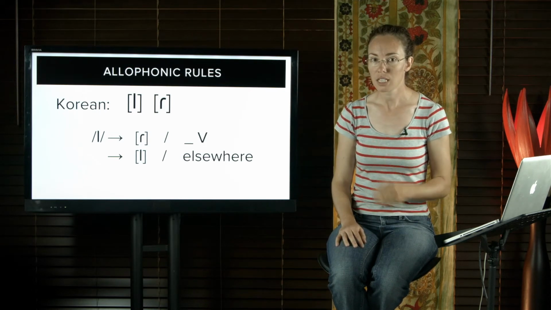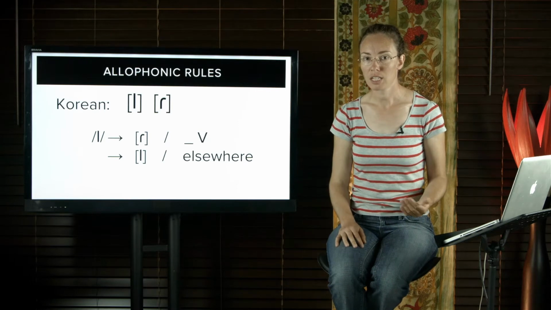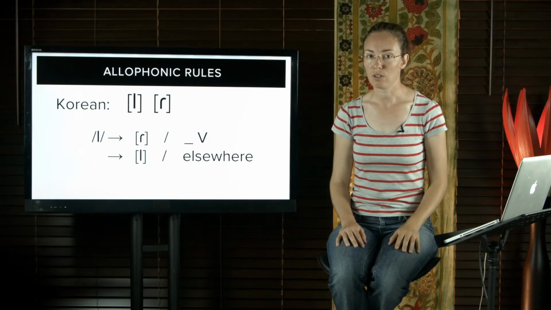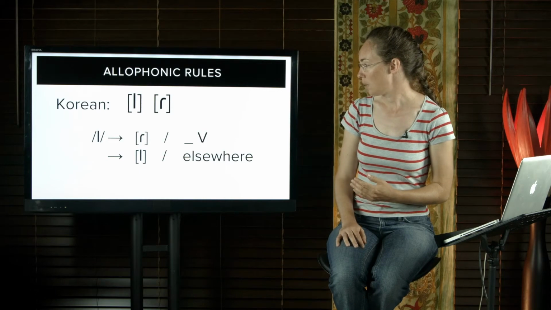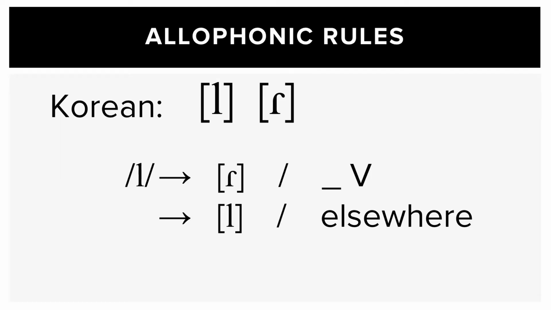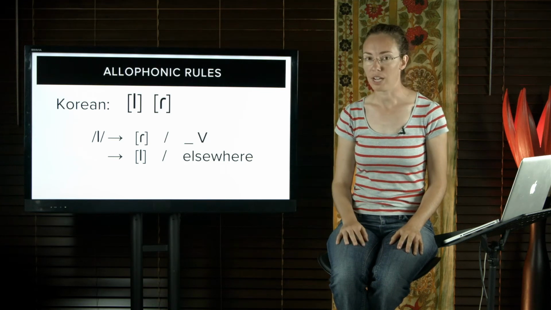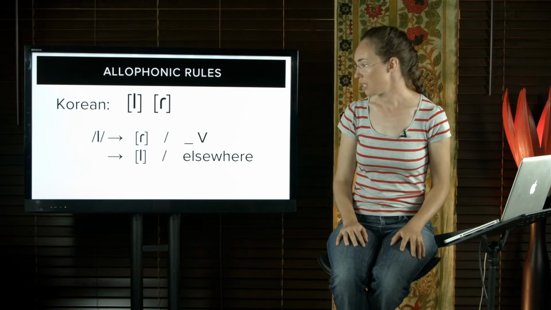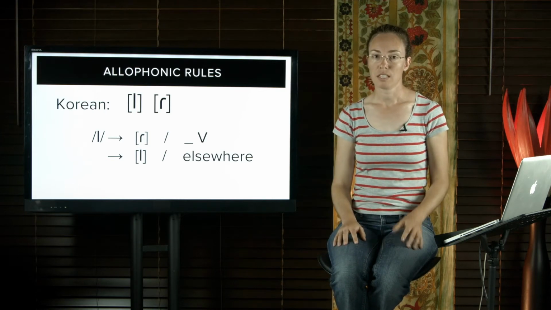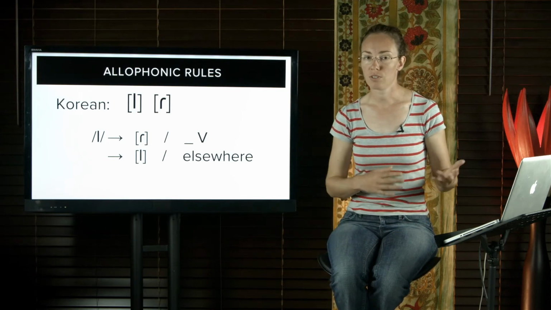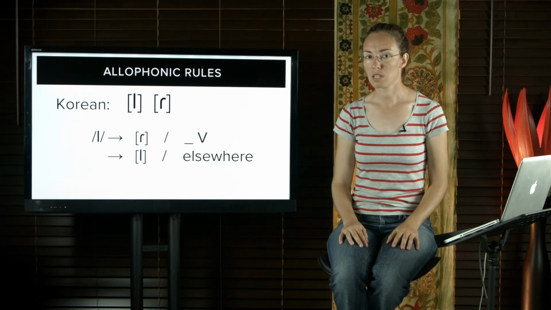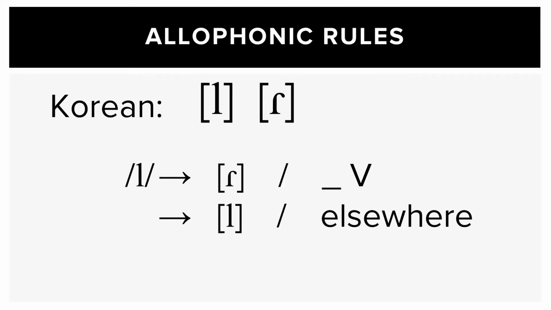Then there is a slash, and what follows each slash is the environment for that allophone. So the first environment is an underscore with a V. The line shows where the sound goes, and the V means vowel. So that environment means when the sound appears before a vowel. The second environment is elsewhere. This means that this allophone occurs in a few different other environments, anywhere except the specific environment where you get r before a vowel.